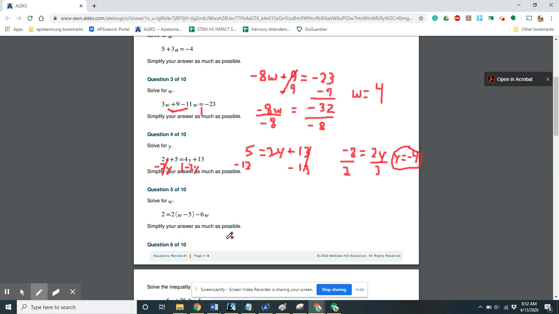All right, the next type of problem is where we throw in the distribution. This one's going to be pretty much the same as question 3, except for we have to deal with the parentheses first. So the number outside the parentheses multiplies by both the numbers in the parentheses. 2 times w is 2w. And 2 times negative 5 is negative 10. So the equation is now 2w minus 10 minus 6w is equal to 2.